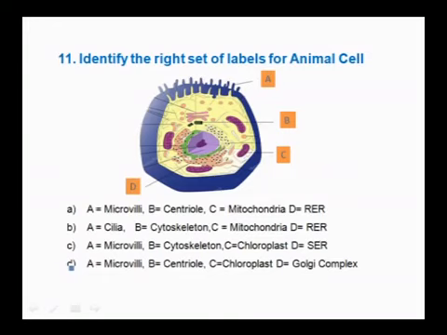So the answer for this one, we can clearly see it there. The foldings on the surface of the animal cell which increase the surface area for absorption or any other activity are referred to as microvilli. So option A is microvilli. B, the labeling is indicating certain paired structures which are in close association with the nucleus. They are nothing but the centrioles.